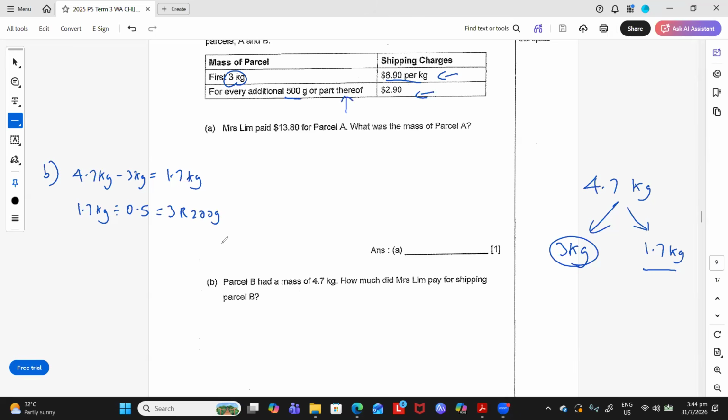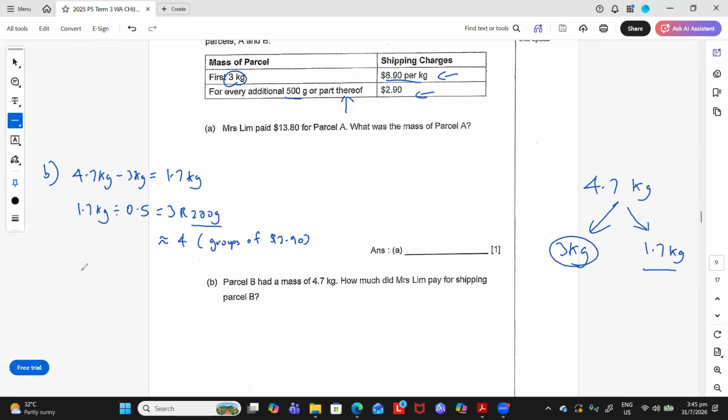So what does that mean? The 200 grams will be charged and treated like your next 500 grams. So this one also you have to pay another $2.90. So in total, you have to round up to 4. So what I'm doing here is I'm finding groups of $2.90. So there are 4 groups of $2.90.